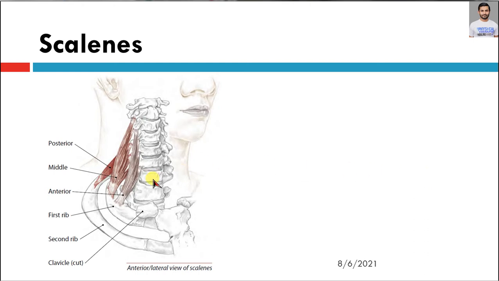The scaleni muscles are a bit deeper muscles, and I told you in the earlier lecture as well that there is this transverse process, and anterior to the transverse process is a process called the anterior median tubercle, and then there is a posterior tubercle that is a site of attachment for the posterior scaleni. So this is the anterior median tubercle and posterior median tubercle. That is the site of attachment for the anterior scaleni and the posterior scaleni, and then on the midline, the middle scaleni are attached.